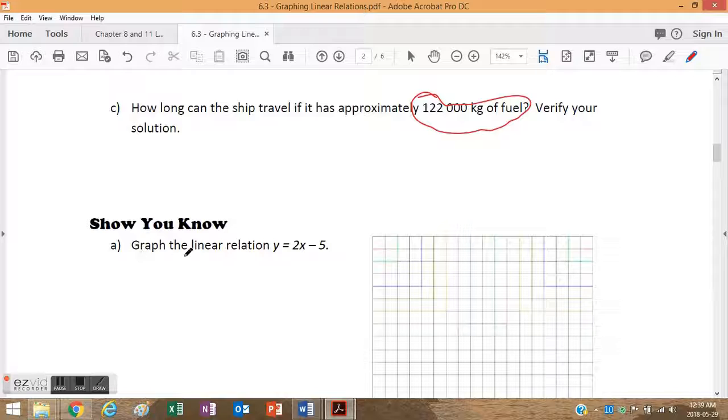Alright, so what is the first step in graphing a linear relation? I want you to say it out loud to your neighbor.